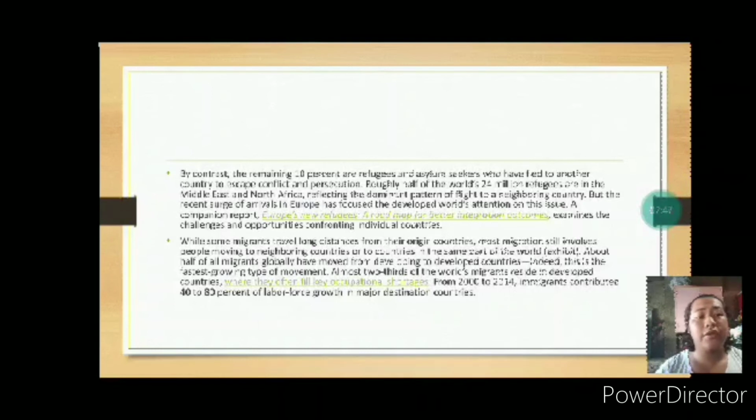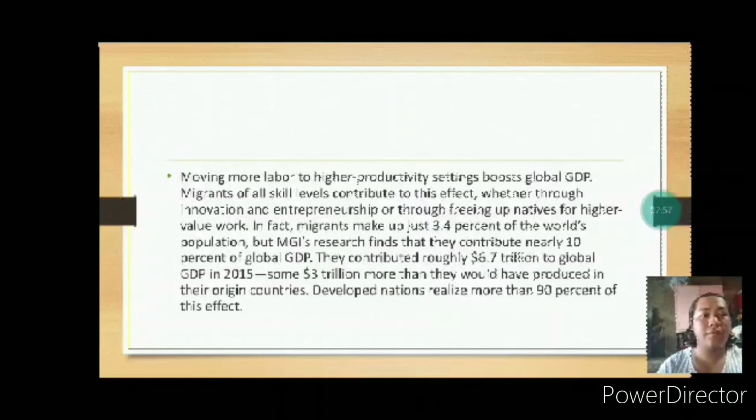From 2000 to 2014, immigrants contributed 40 to 80% of labor force growth in the major destination countries. Moving more labor to higher productivity settings boosts global GDP. Migrants of all skills contribute to this effect, whether through innovation and entrepreneurship, or through freeing up natives for higher value work.